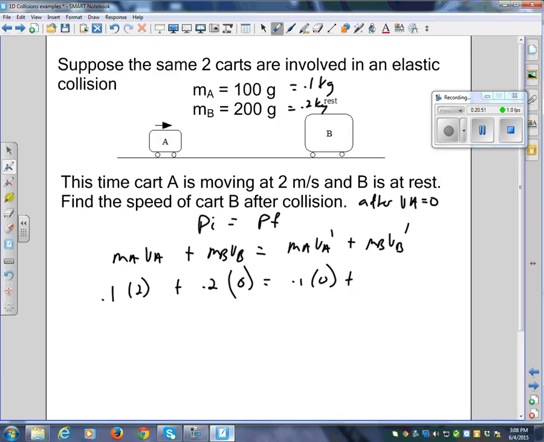Mass of B is 0.2. Whoops, I got 2 decimal points. So what did you put for VA? We decided that we're going to make the velocity of A after 0. We're going to transfer all the momentum. It's flat as opposed to positive.